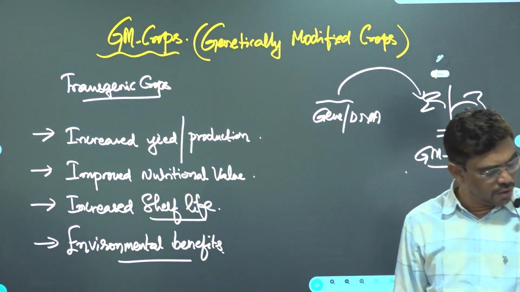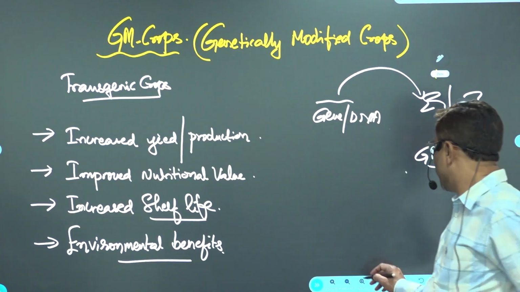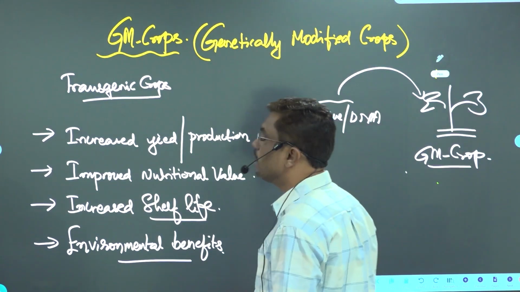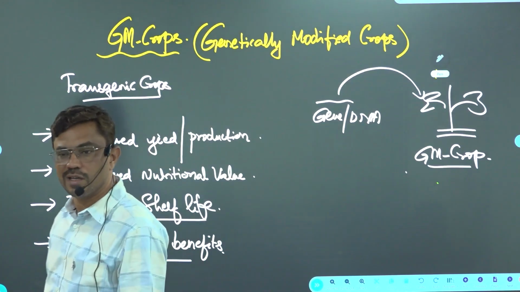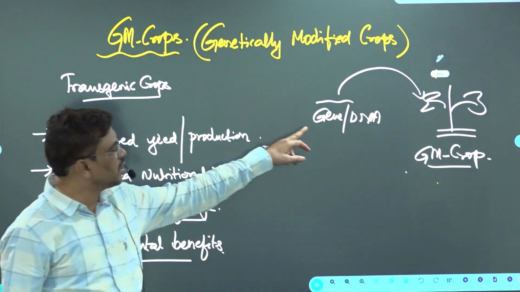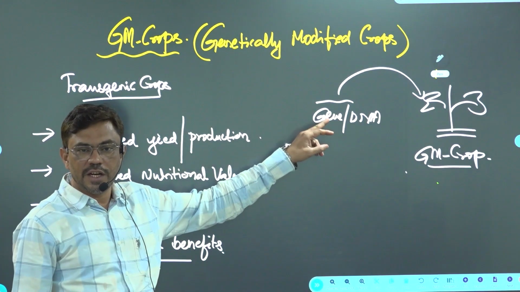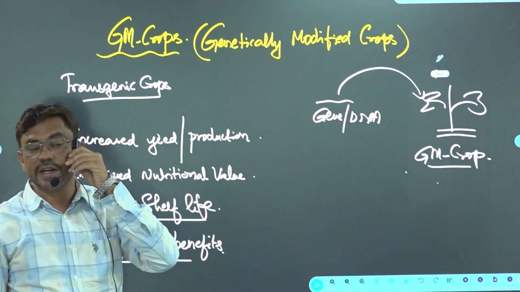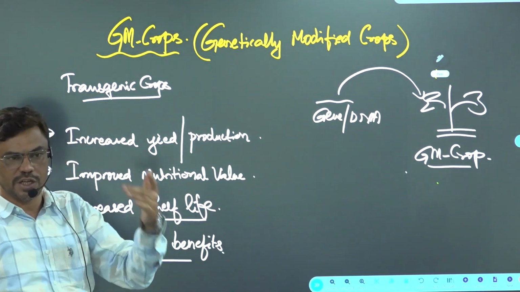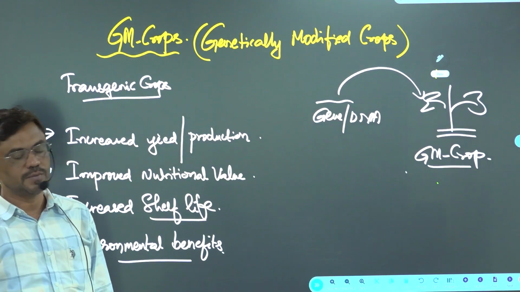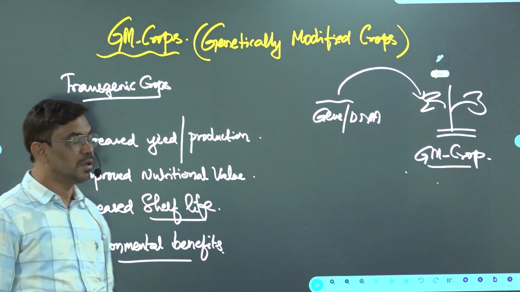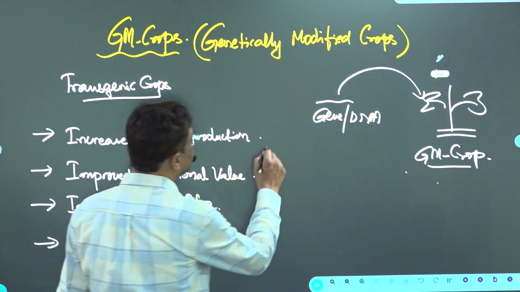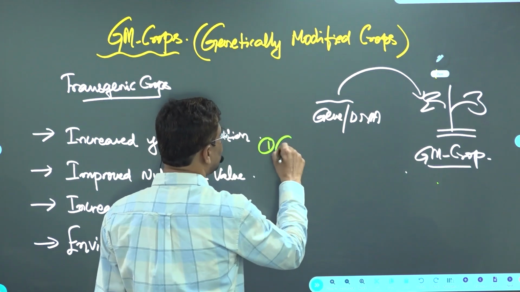Right. So let us see some important examples of these GM crops. So what are GM crops? Genetically modified crops, or they are also called transgenic crops. A part of the DNA or gene of interest can be introduced into the crop, thereby we can get genetically modified crops or transgenic crops. So these are the benefits of transgenic crops. Let us see some important examples of these transgenic crops or GM crops.